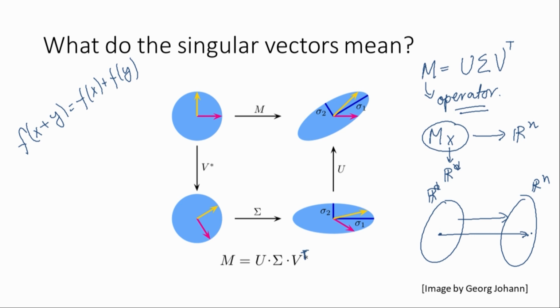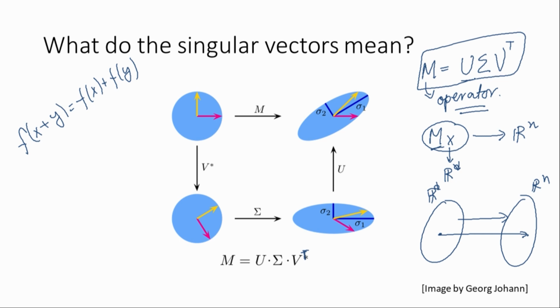So why is this important? This is important because this is one very nice way of explaining what the singular value decomposition is doing. If you write down the matrix M in terms of the singular value decomposition, it's easy to see what a matrix does to a vector. And it's very kind of cute.